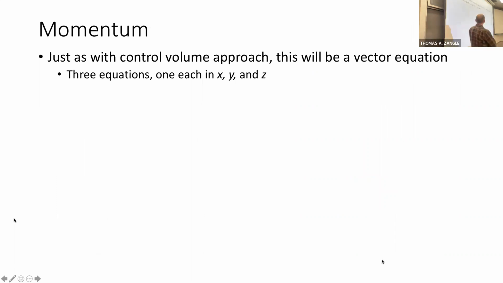All right. So now we're going to move to momentum. And one thing to keep in mind here is that just as with the equation that we developed from the control volume approach, we're going to end up with a vector equation, right? Remember, momentum is a vector, so the momentum balance equation is a vector equation. So we're going to have 3 equations, one each in x, y, and z, just like we did for the control volume approach.